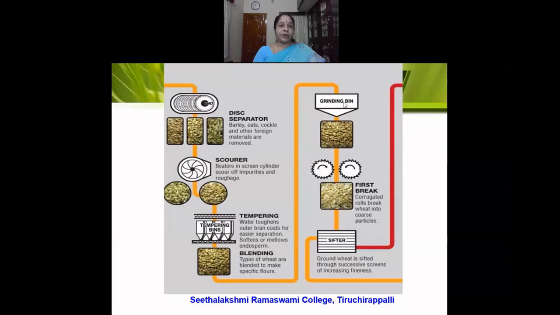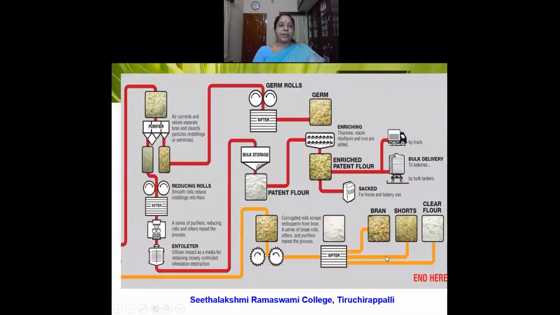Next it goes to the scourer. In the scourer, we have the beaters which will scour off the impurities. Next it goes to the tempering bins where water is added and it is kept in the bin. Next it goes to the grinding bin where the rolls are present. So here this is the first break roll. After it goes through the first break roll, wheat is broken and it is sifted. Sifting will enable the removing of the larger particles from the finer particles. Then again it goes to the purifier.